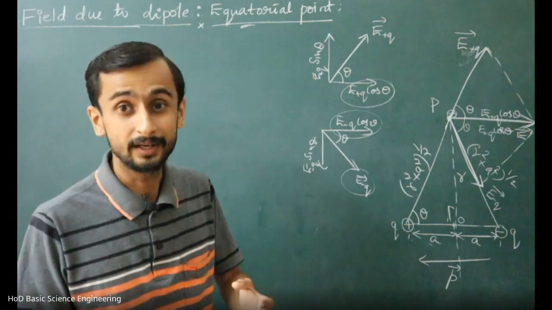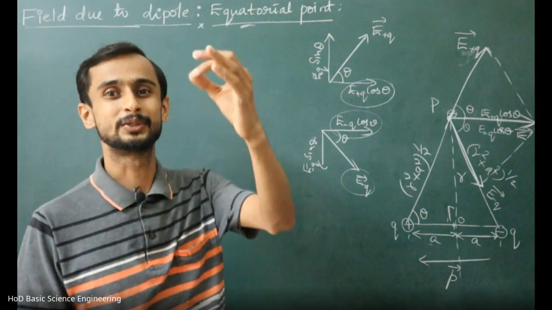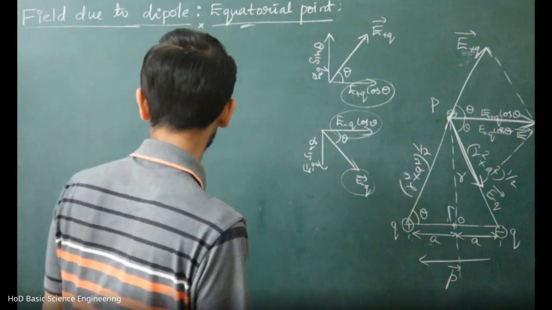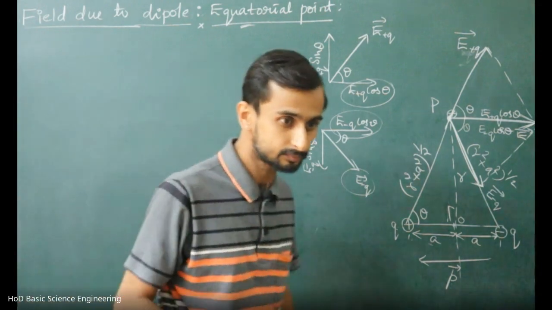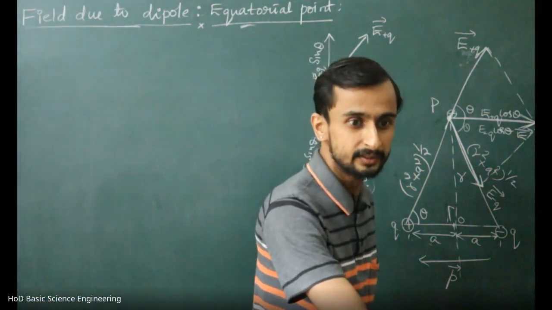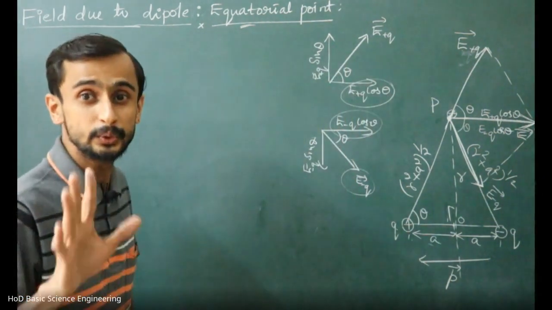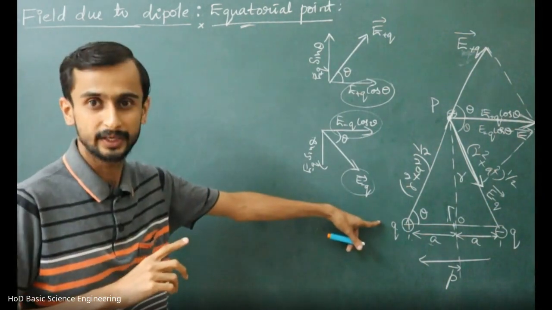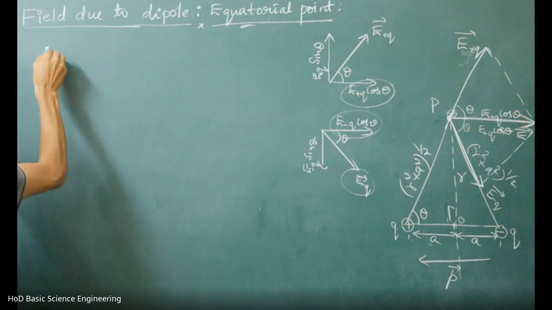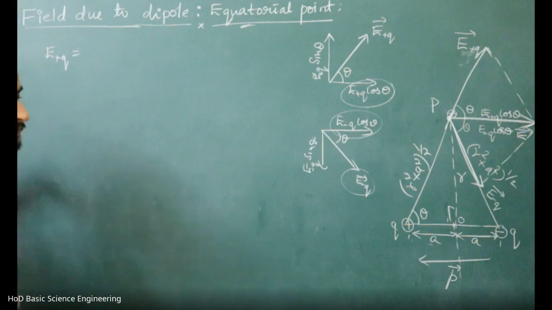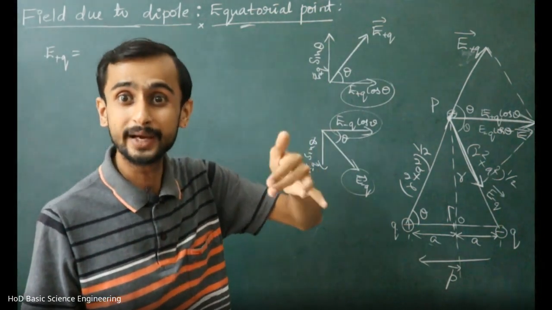So for that, the first requirement is we must write the expression for E plus Q and E minus Q. Let us write the expression for E plus Q first. What do I mean by E plus Q? E plus Q is nothing but the electric field at point P due to plus Q. So, what is the general expression for the electric field at a point? That is 1 by 4 pi epsilon naught Q by R square.